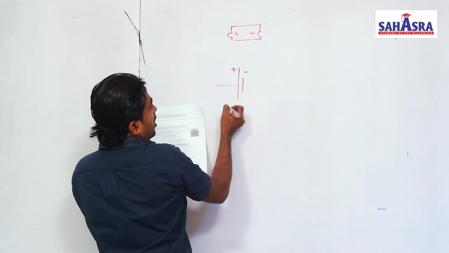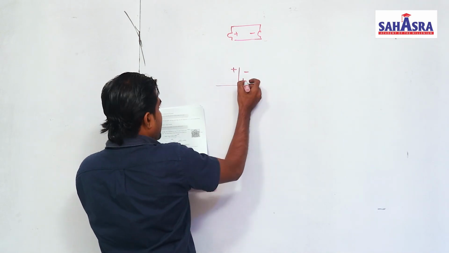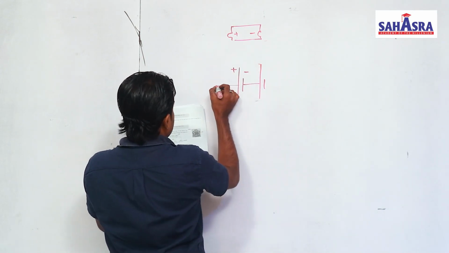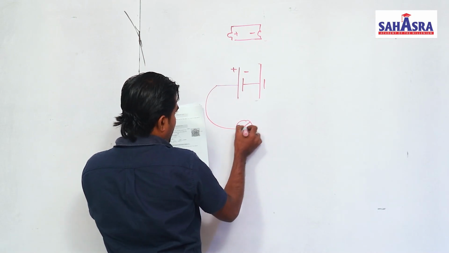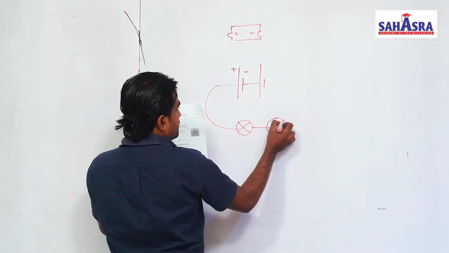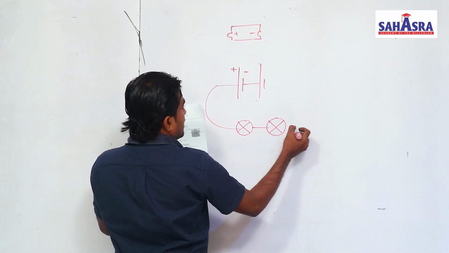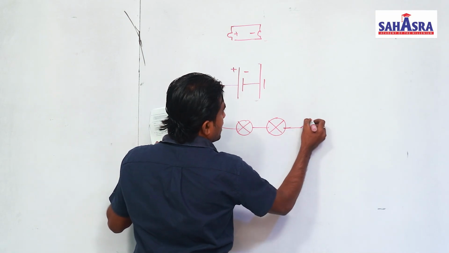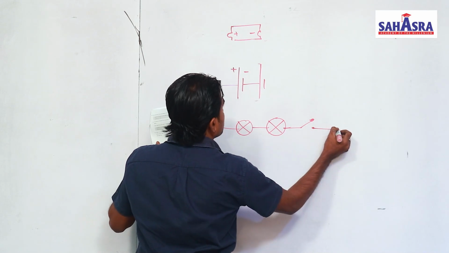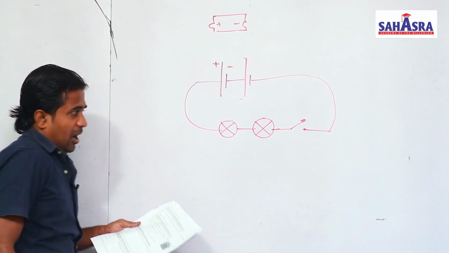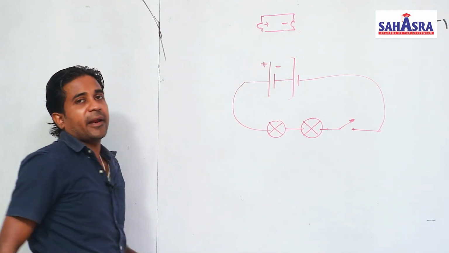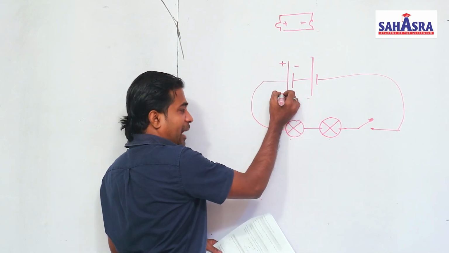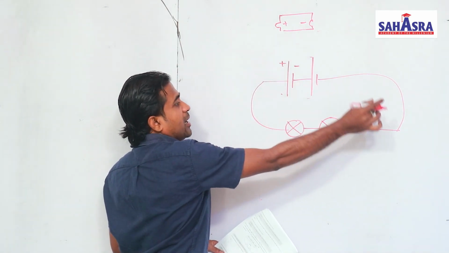We represent this with a symbol like this. There are two cells, so I am putting two symbols here. Then these are the bulbs. The symbol of the bulb is this one. The symbol of the bulb, and it's passing through the switch. This is how we represent the switch. If you draw this circuit diagram, then you are correct. These are the bulbs, how we represent the bulb, and the cell, there are two cells, 1, 2, and the switch.